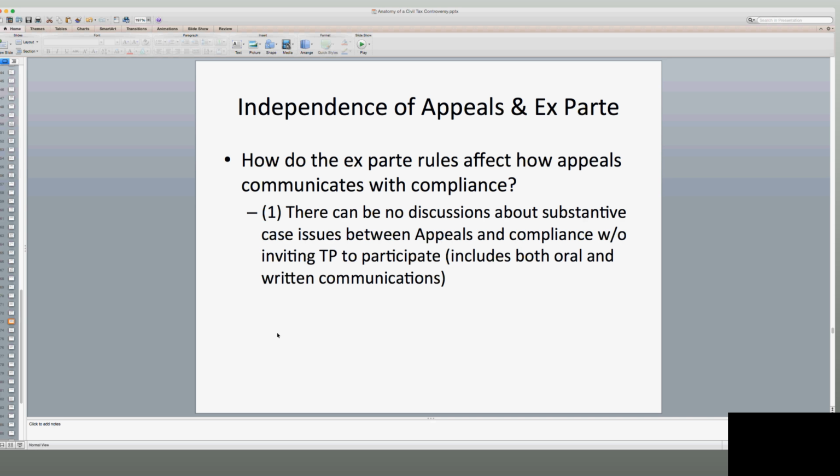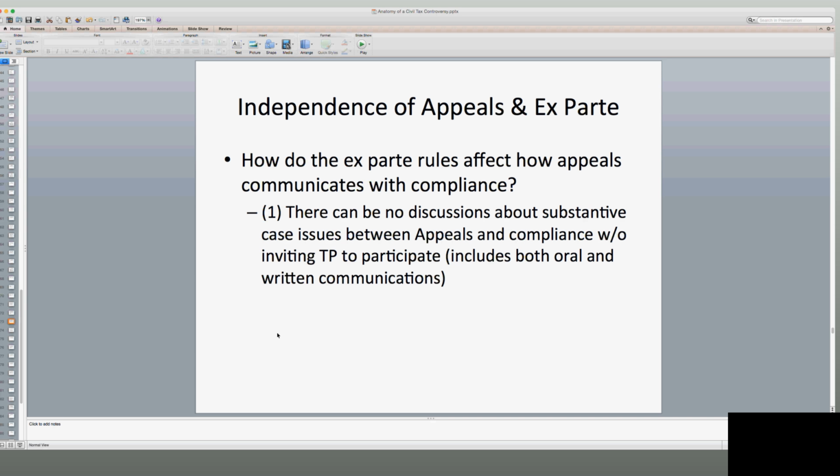Now, these are some of the ex parte rules that do bind appeals. First, there can be no discussions about substantive case issues between appeals and compliance without inviting the taxpayer to participate. So the appeals officer can't get on the phone with the examiner and have a conversation. I would go so far as to say even a casual conversation about a document that might be missing in a file. I would put their feet to the fire if I ever found out that there was even a 30-second conversation between appeals and the examiner.